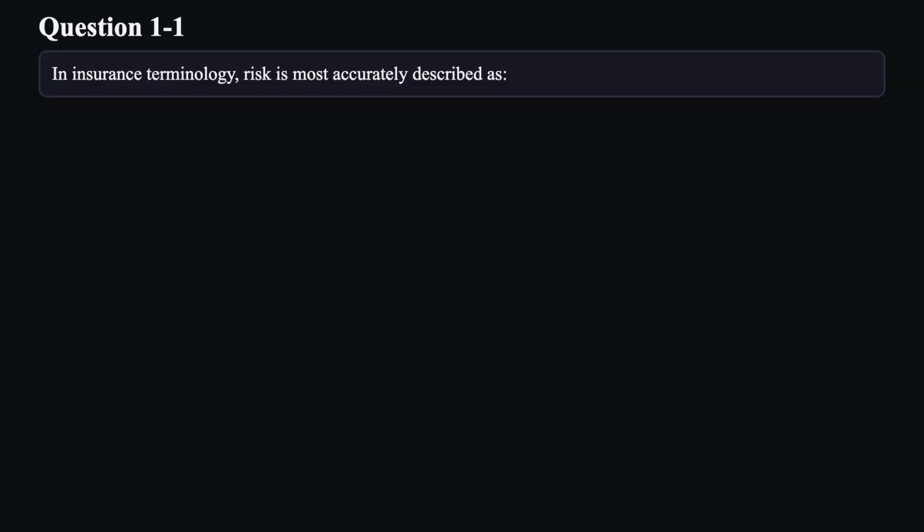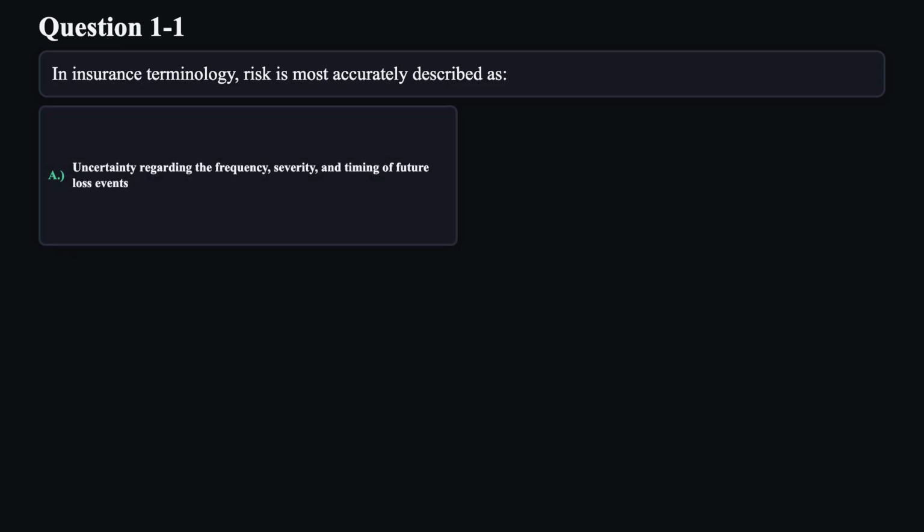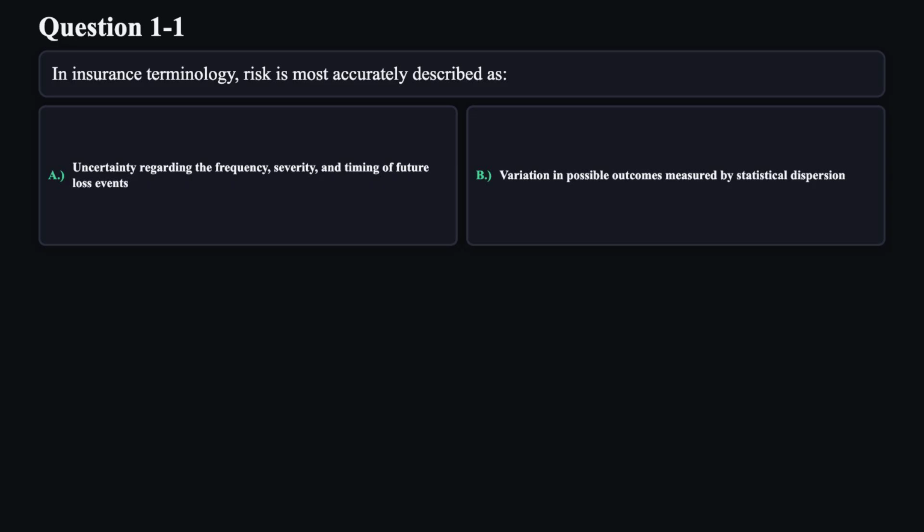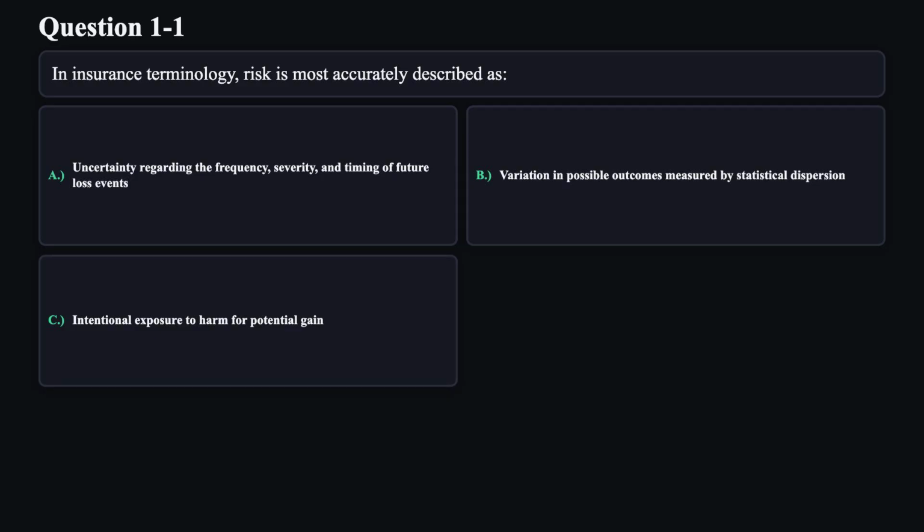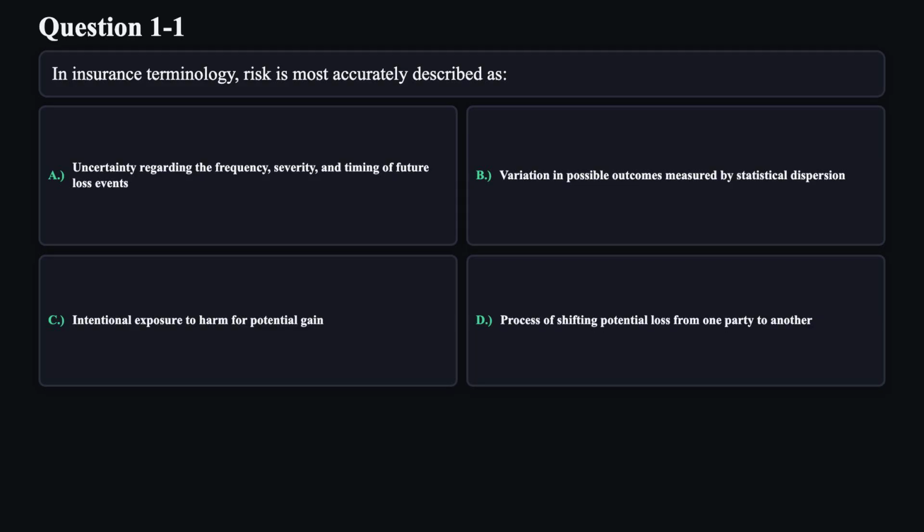In insurance terminology, risk is most accurately described as A. Uncertainty regarding the frequency, severity, and timing of future loss events. B. Variation in possible outcomes measured by statistical dispersion. C. Intentional exposure to harm for potential gain. D. Process of shifting potential loss from one party to another.